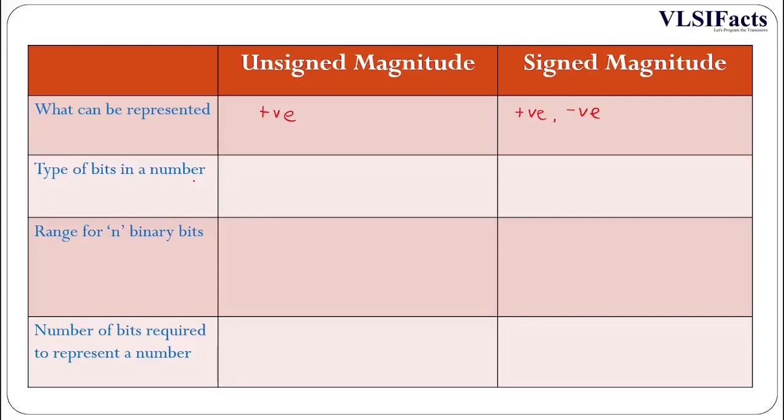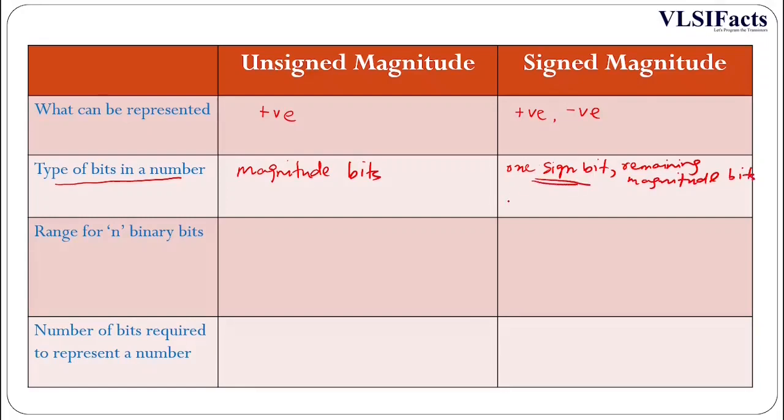Now secondly, we will be knowing what type of bits are there in a number. If it is an unsigned magnitude representation, then all the bits in a number are magnitude bits. However, if the representation is a signed magnitude representation, then in the number there will be one signed bit and the remaining will be magnitude bits. The signed bit will be the leftmost bit of the number, and if it is 0, then it is a positive number. If it is 1, then it is a negative number.